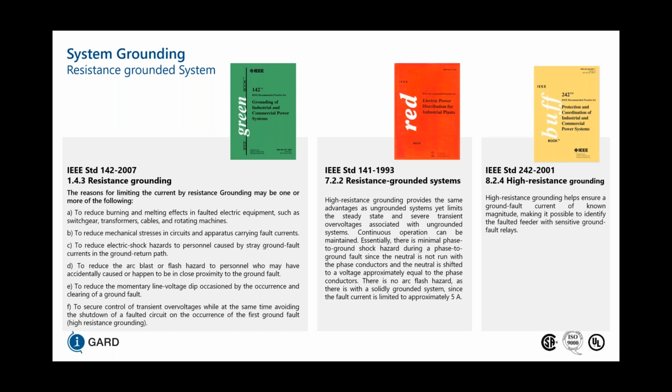We know that high resistance grounding helps ensure a ground fault current of known magnitude, making it possible to identify the faulted feeder with sensitive ground fault relays. And we are also able to satisfy continuous operation while this 5 amps is circulating and the system is still running, including the faulted feeder, which is causing the first fault in the system.